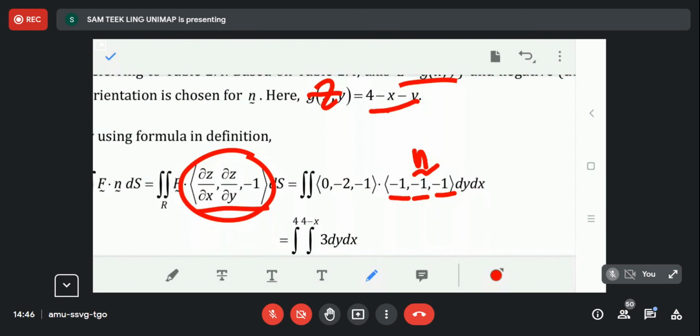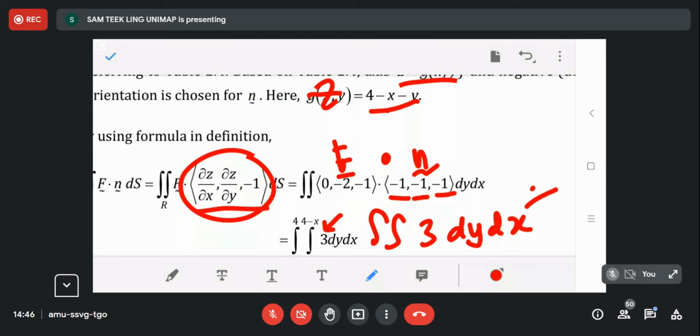So this one is our F. So F dot n, you will get 3. Dot product: i dot i, j dot j, k dot k. So we got 3. So double integral dy dx. After you substitute, you get the double integral of 3 dy dx, or dx dy.